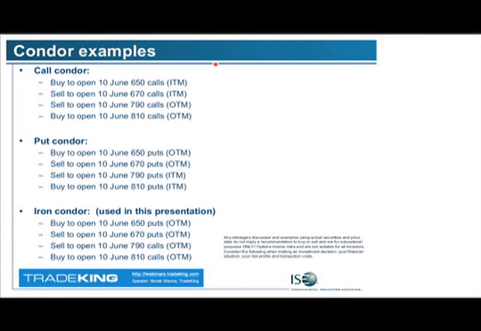So for tonight, what we're going to focus on is the iron condor. In this case, the strikes I'm using are the 650 puts, the 670 puts, the 790 calls, and the 810 calls. And all of those are out of the money.